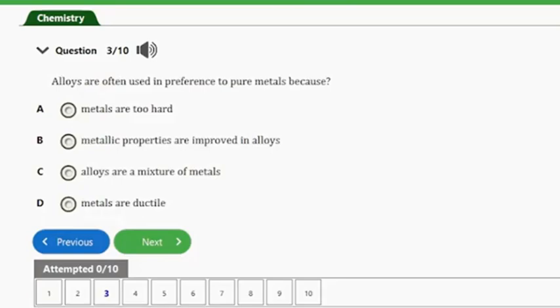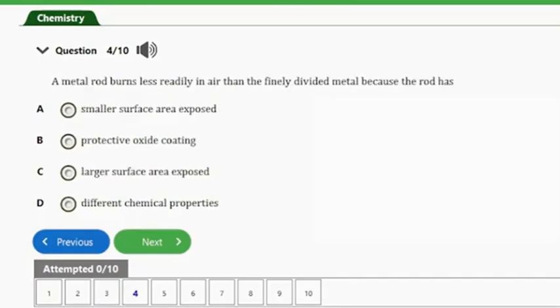Question number 3 here, it says, alloys are often used in preference to pure metals because A, alloys are too hard; B, metallic properties are improved in alloys; C, alloys are a mixture of metals; D, metals are ductile. The answer to this question is option B here. The reason why alloys are used in preference to pure metals is because metallic properties are improved in alloys. So let's consider the next question.